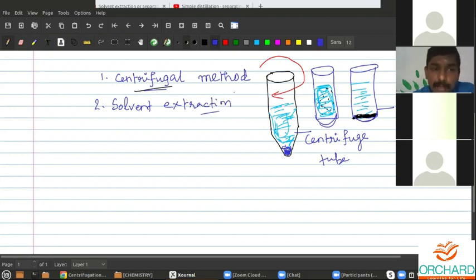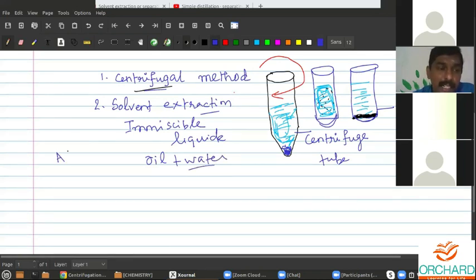Solvent extraction. What is the solvent extraction method? Suppose we have two immiscible liquids, such as oil and water mixed together, or some other solution, for example acetone and some other alcohol, which have two different solubilities. One liquid should not get dissolved in the other; it should be a mixture where they are not mingling with each other.